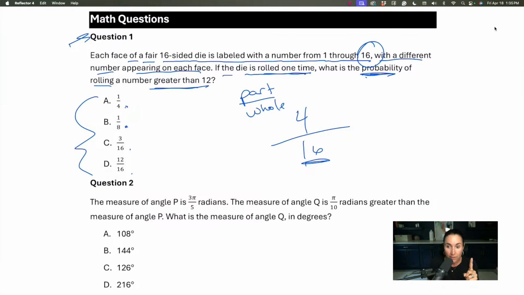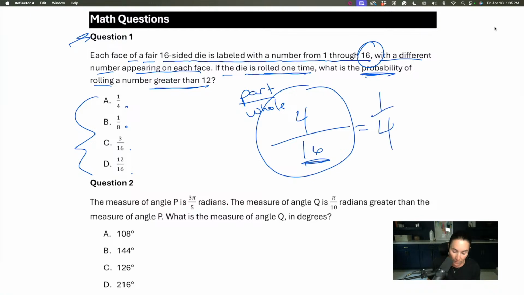You could roll a 13, you could roll a 14, you could roll a 15, or you could roll a 16. So you have 4 possibilities out of the 16, which is this here. But I don't have that in my answer choices. But you always want to pay attention to reducing fractions when you're talking about probabilities. Sometimes they'll put it in the reduced fraction. Well, what is 4 over 16? That is also 1/4. A is the answer.